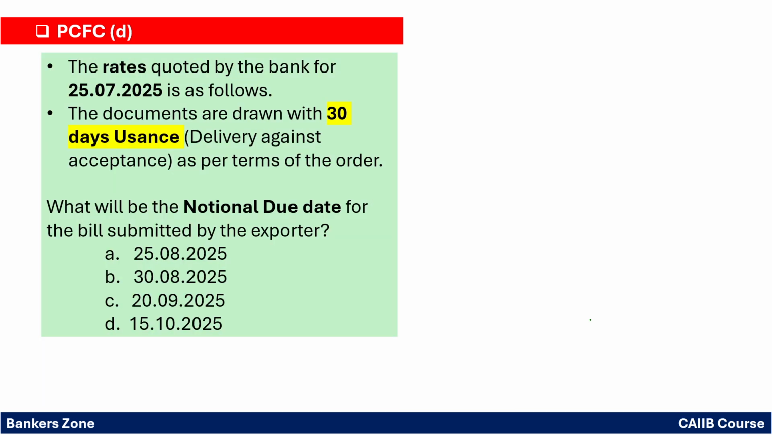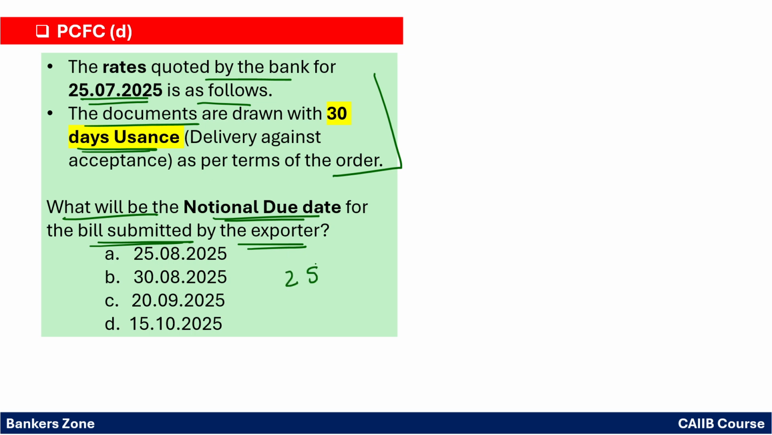3108,552. See next question. The rates quoted by the bank for 25th July are as follows. The documents are drawn for 30 days usance. Okay. This is the data given. Now they are asking what will be the notional due date for the bills submitted by the exporter. See all the data which is given previously. However, the rate the bank has quoted on 25th of 7/2025, right? What they are asking is the notional due date.